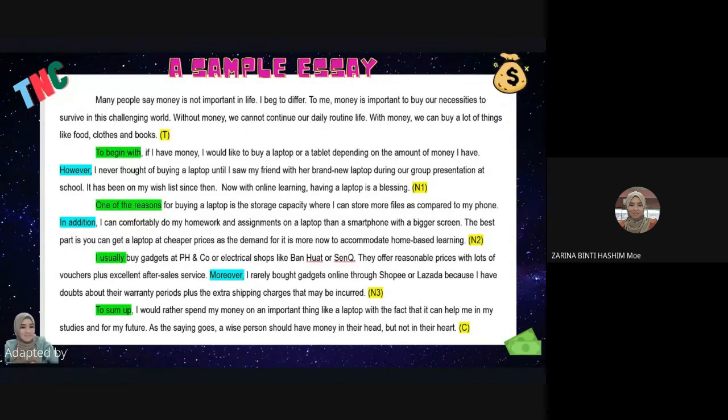Many people say money is not important in life. I beg to differ. Meaning, you do not agree. To me, money is important to buy our necessities to survive in this challenging world. Without money, we cannot continue our daily routine life. And with money, we can buy a lot of things like food, clothes, and books.